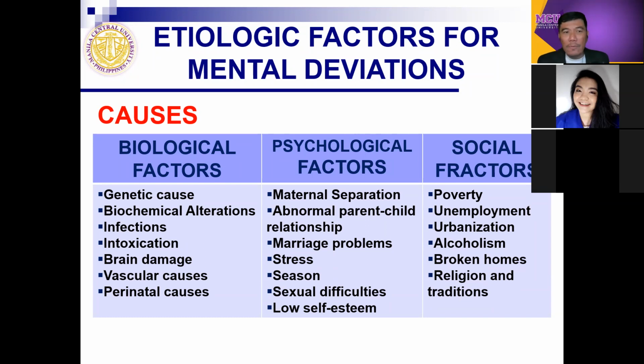On the psychological factors, so we have considered po maternal separation, abnormal parent-child relationship. So actually from marriage problems, stress, sexual difficulties, low self-esteem. Usually pag psychological, if we go on with the Maslow's hierarchy of needs, pumapasok yan sa next level na yung love and belongingness, self-esteem, self-actualization. So yun usually ang kino-consider na psychological factors whenever it is not met. And usually these are the situations na the person could be deprived from the coping mechanisms.